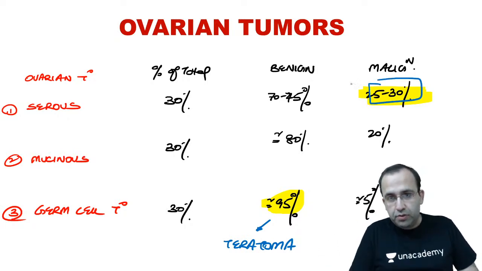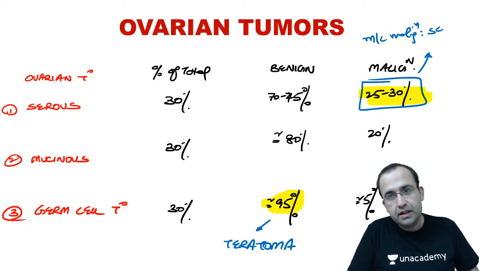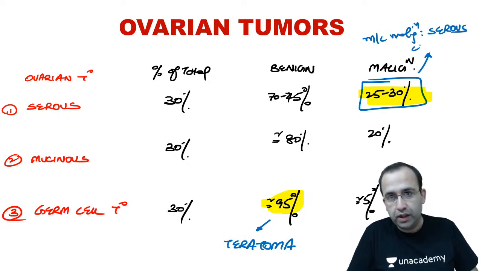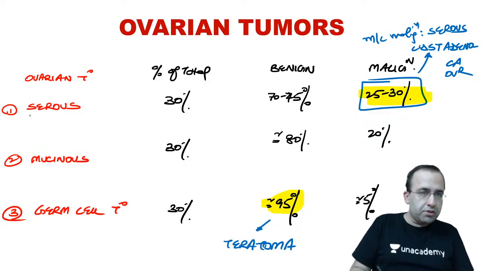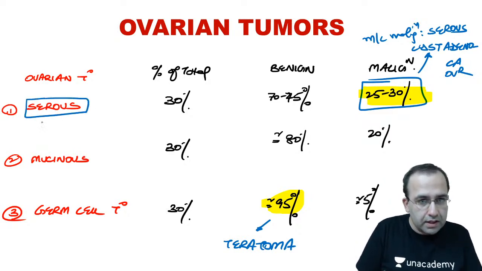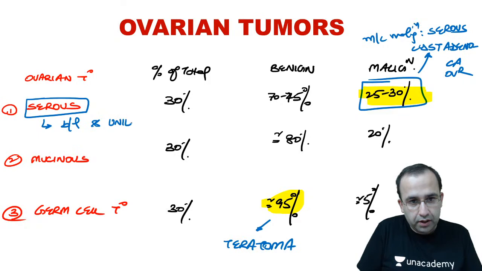And what you see here is most common malignant ovarian tumor. Most common malignant is serous cystadenocarcinoma ovary. You know this. Next point. Serous tumors, they are bilateral and unilocular.